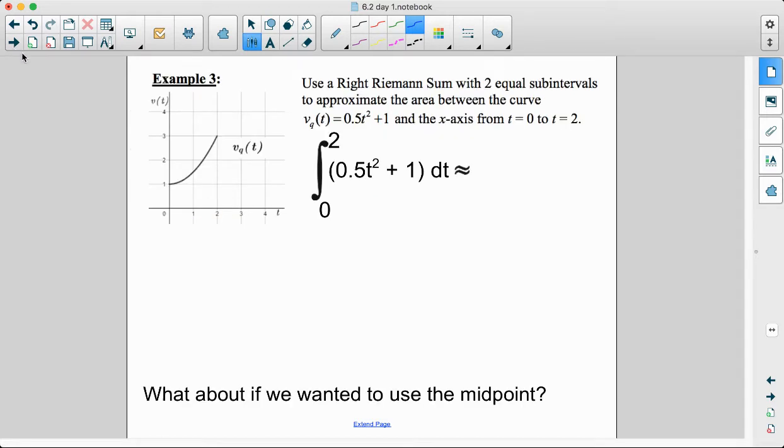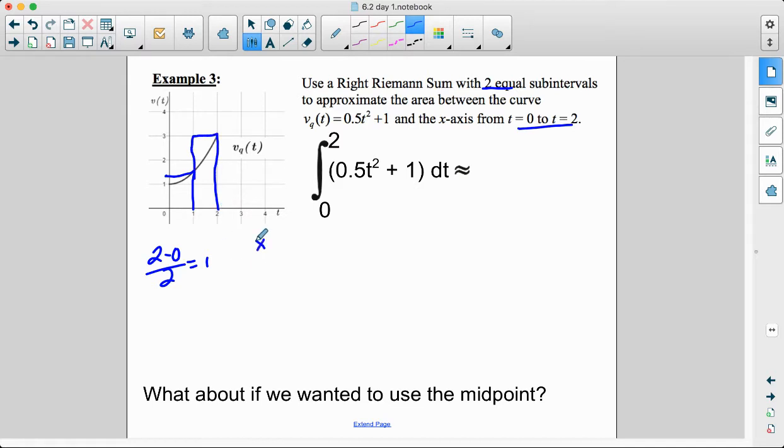Let's do a right Riemann sum for this exact one. So the rectangles, again, we have 2. So the width is 2 minus 0 over 2. So the width again is 1. So rectangle number 1 will go from 0 to 1, and we want the right corner to be on the curve.